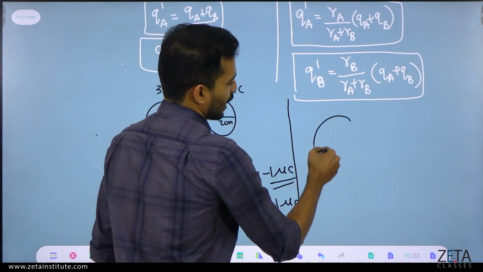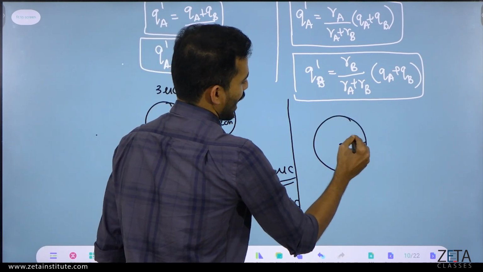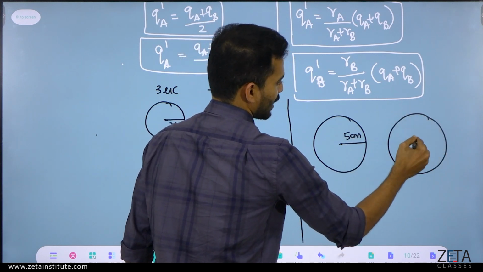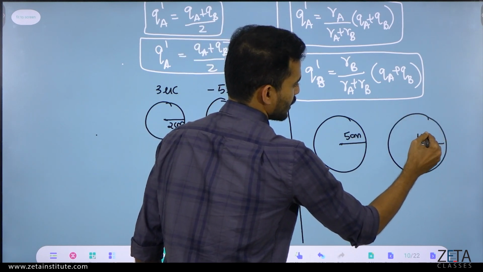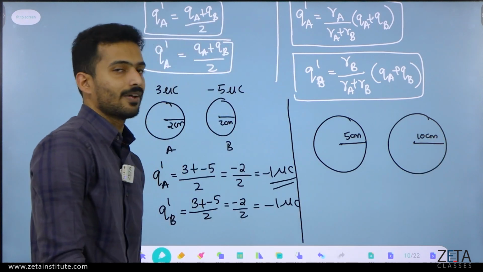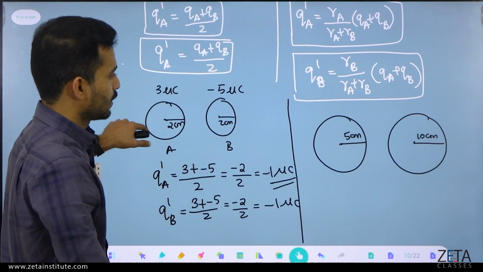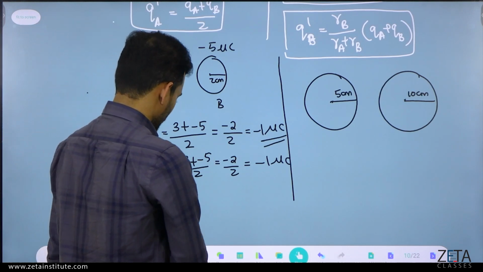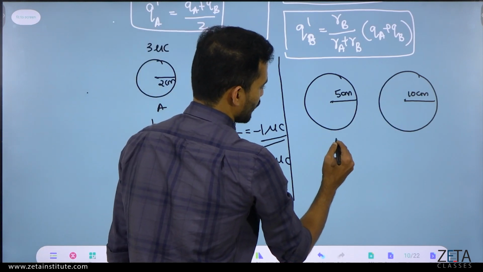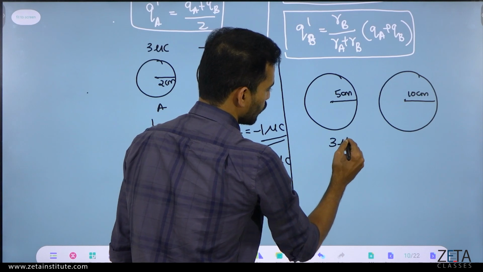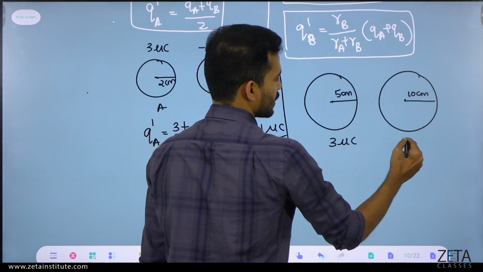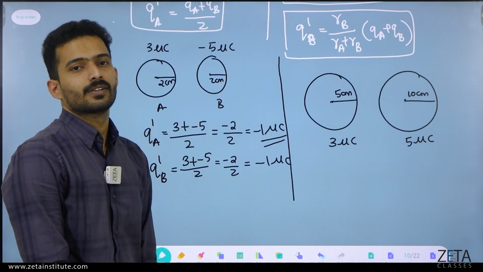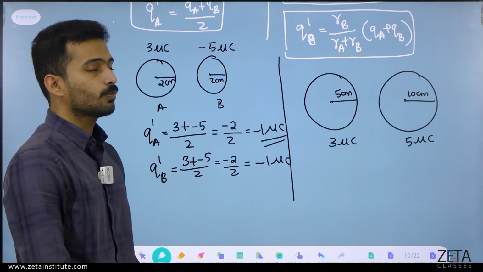Consider there are two spheres. One is having radius 5 centimeter and the second one is having radius 10 centimeter. Then the charge on the first body is 3 microcoulomb and the charge on the second body is 5 microcoulomb. So after touching, what is the charge on the first body and what is the charge on the second body?